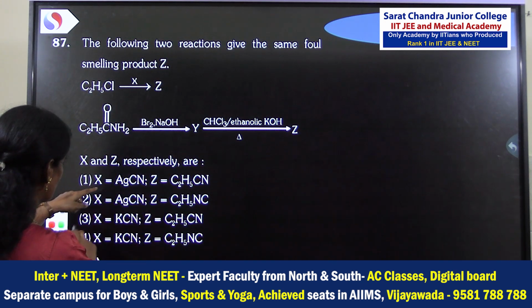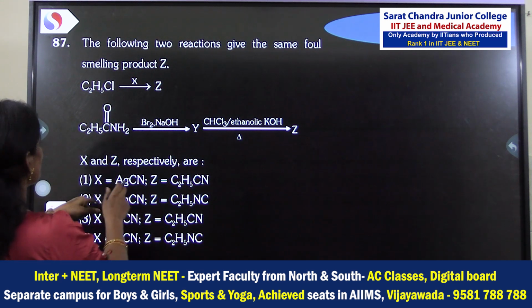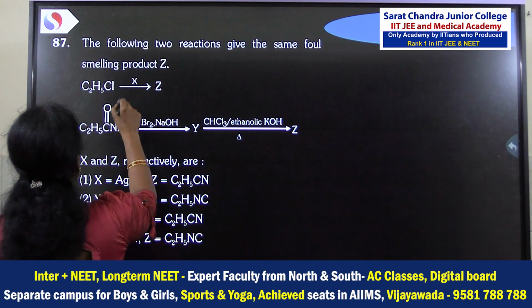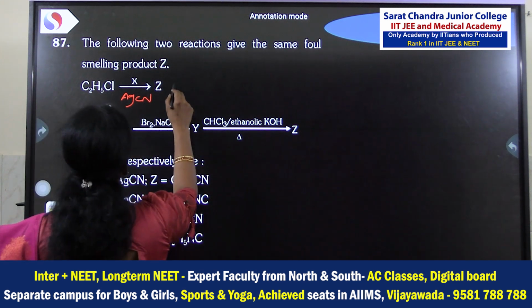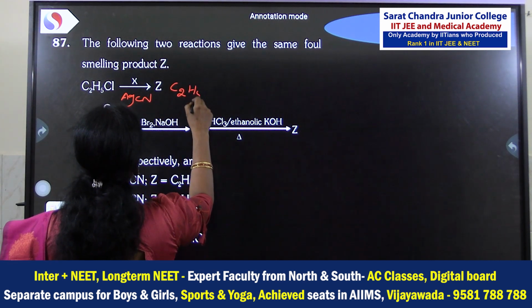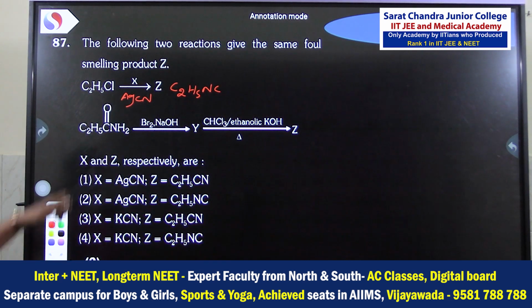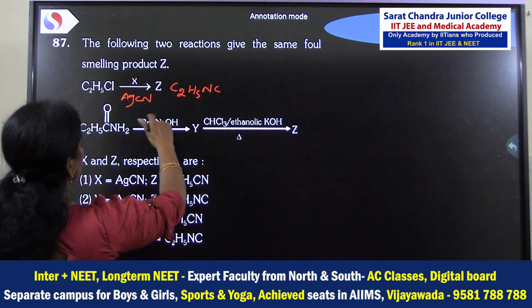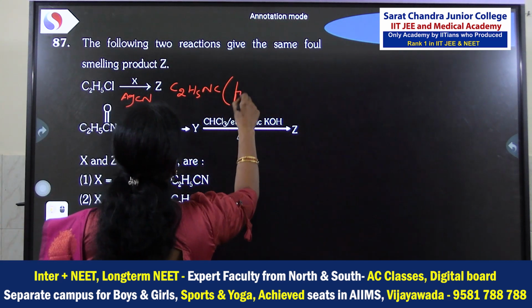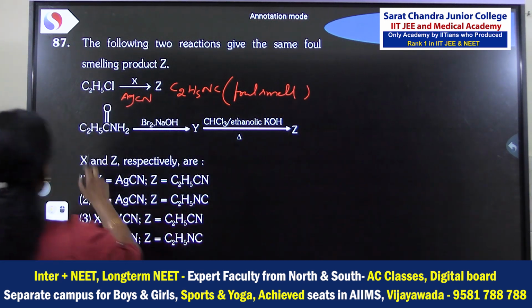AgCN or KCN, X is given as. So with AgCN, the alkyl halide forms isocyanide, C2H5NC. With KCN it forms cyanide. It is an example of nucleophilic substitution. So ethyl isocyanide is the foul-smelling compound. Foul smell.